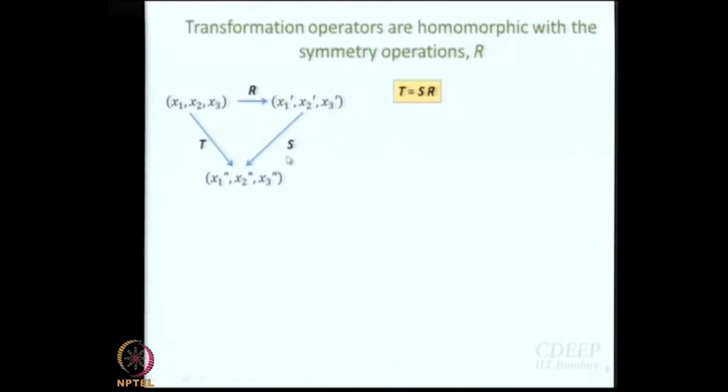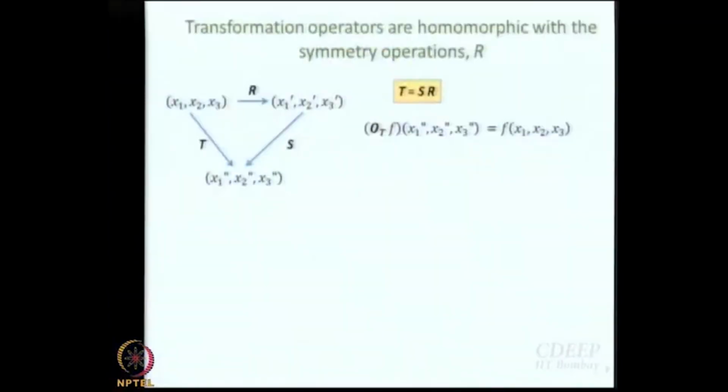Perform S on x1 dash, x2 dash, x3 dash, you get x1 double dash, x2 double dash, x3 double dash, right. And then since T equal to SR, I can draw this arrow here and go directly from x1, x2, x3 to x1 double dash, x2 double dash, x3 double dash by operation of T. Yes. So, will you agree with me on this? OTF in x1 double dash, x2 double dash, x3 double dash is F in x1, x2, x3.